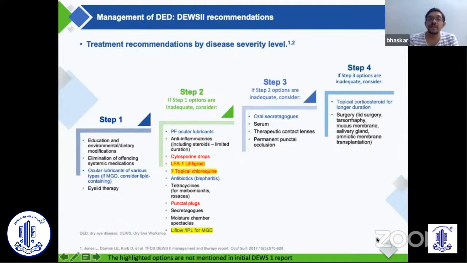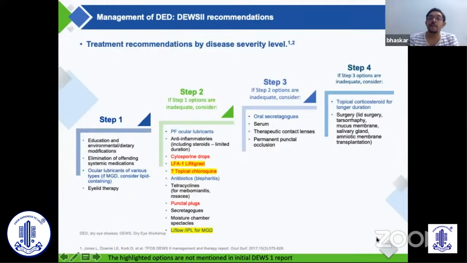The newer additions today with the advances would be in terms of probably using lifitegrast, even though it's not available as yet in India. Topical chloroquine we do have available in India, and some of us do use it, but again there's not much literature based on its use. Again in step 2, especially with the advances in meibomian gland treatment technology, you could probably put in LipiFlow or IPL if the MGD is severe.